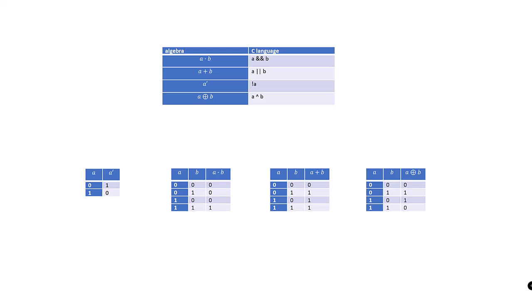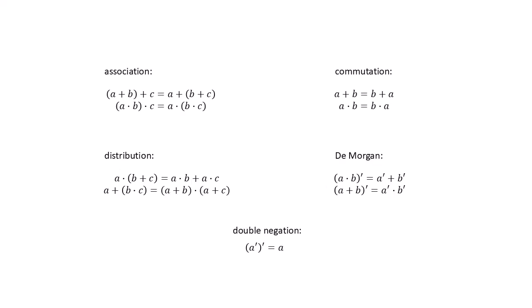We can use truth tables to define these operations. The left-hand entries in a row in the truth table represent the arguments to the function. The rightmost entry in that row gives the result of the operation. As with arithmetic, Boolean algebra follows certain laws. Operators associate, they commute, they distribute.